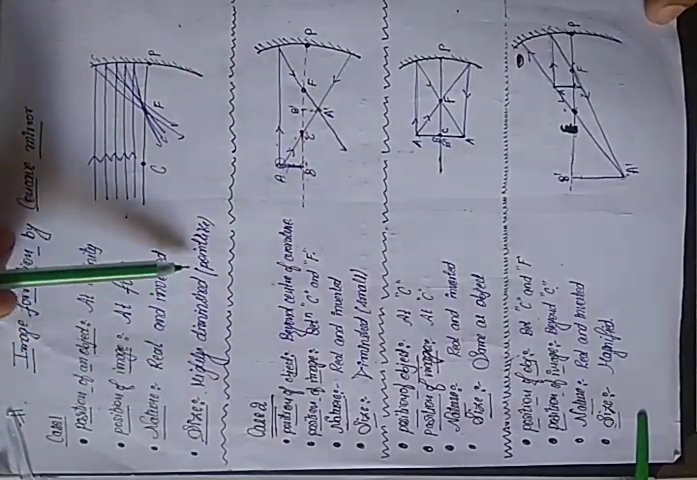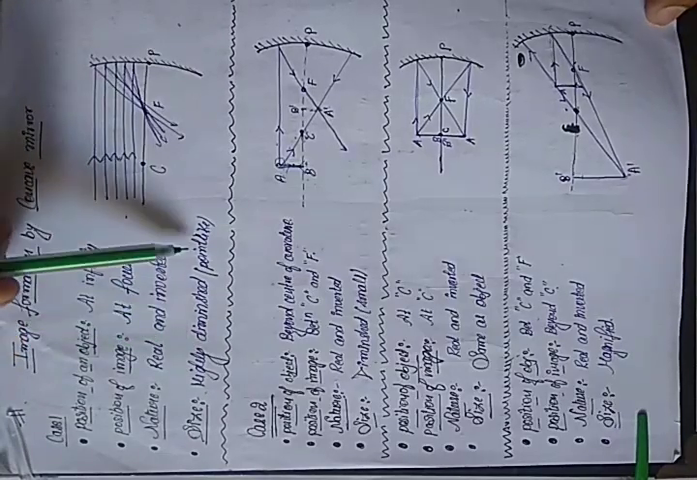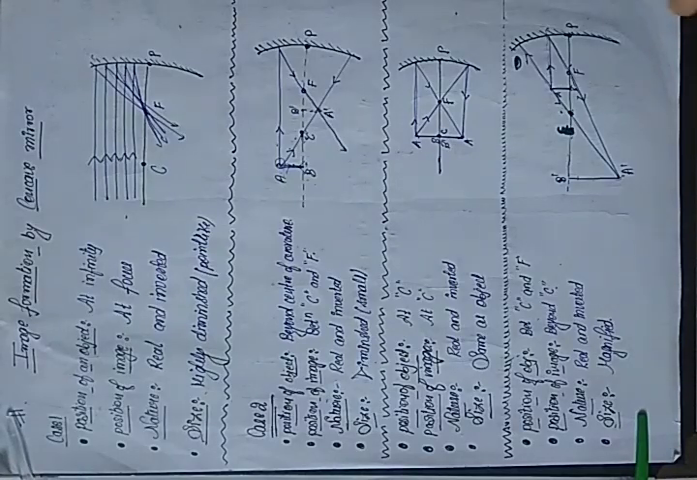The nature is real and inverted. What is the size? It is highly diminished, very small, so we can say the image will be formed like a point. I hope this is clear.